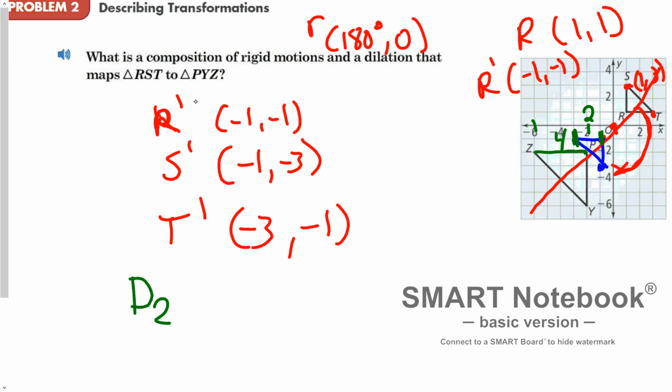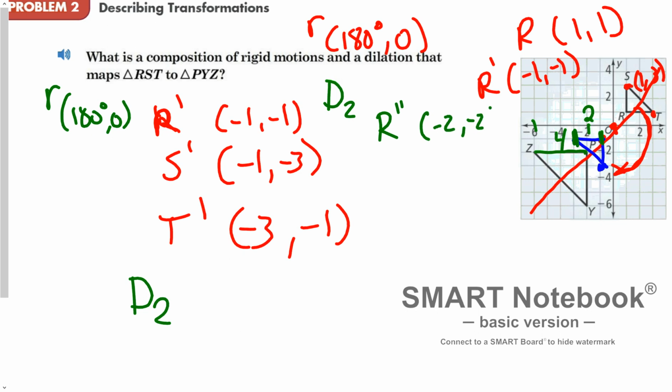So I want to apply that to each one of these. This one was a rotation of 180 degrees about the origin. Now I'm going to do a dilation of 2. So we can say R double prime, which is Z, is multiplying by 2. So -2, -2. Then S double prime would be -2, -6. And then T double prime, multiply both of those by 2, you get -6 and -2.